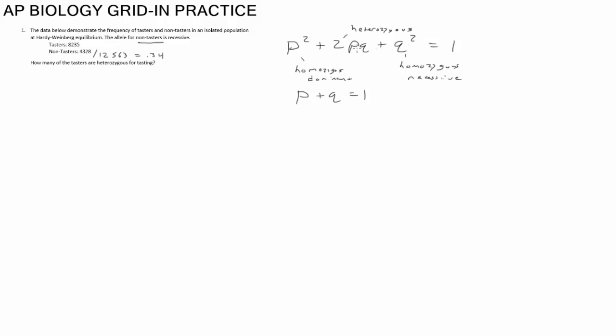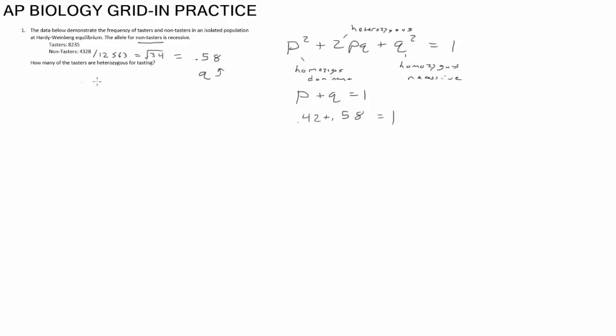Now, because I've figured out q squared, I can't solve for p yet. It's too much math involved there. So instead I'm going to take q squared and get q. Exactly as the math implies, you just take the square root of that. The square root of 0.34 is 0.58, so I get a q value of 0.58. Now if that's q, then p needs to add up to 1, so p is going to be 0.42.